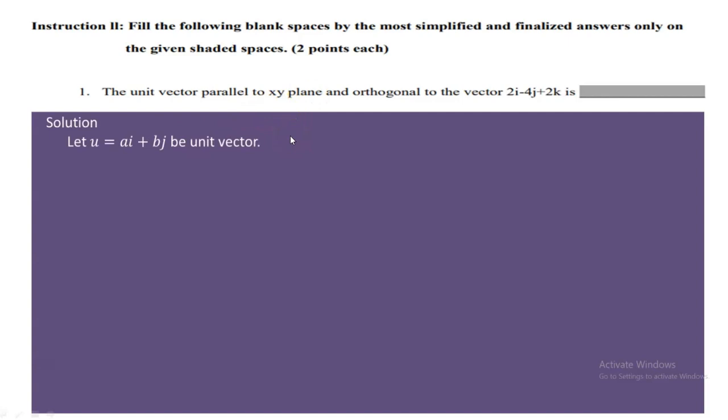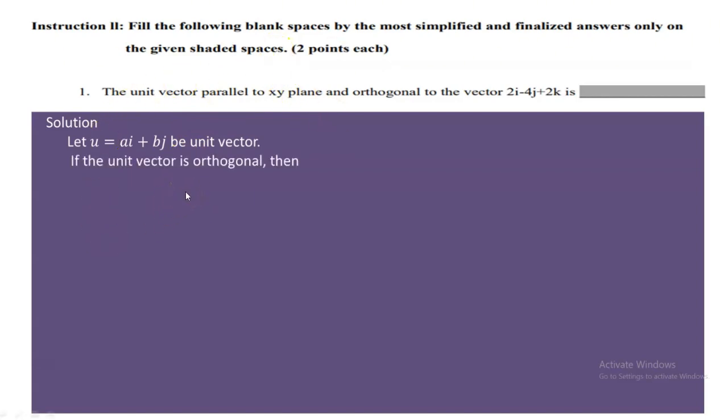What you need to do is first assume the unit vector to be ai plus bj. I'm having the k component as 0 because it has to be parallel to the xy plane. For a vector to be parallel to the xy plane, the z component must be 0, and for that sake I have omitted the k component. Hence, let u be ai plus bj and assume that this is a unit vector. And we know that a unit vector is a vector with magnitude 1.